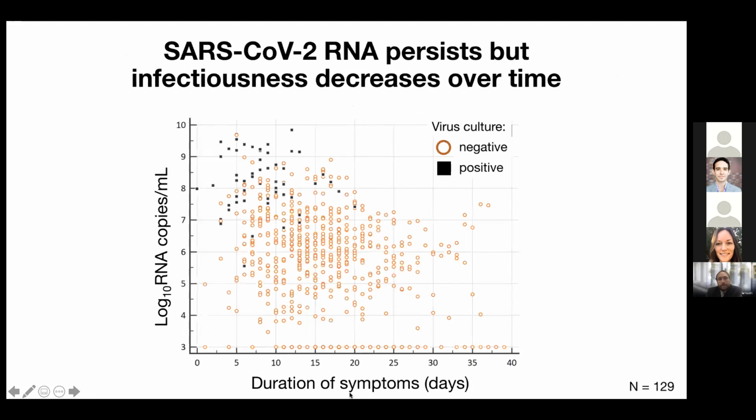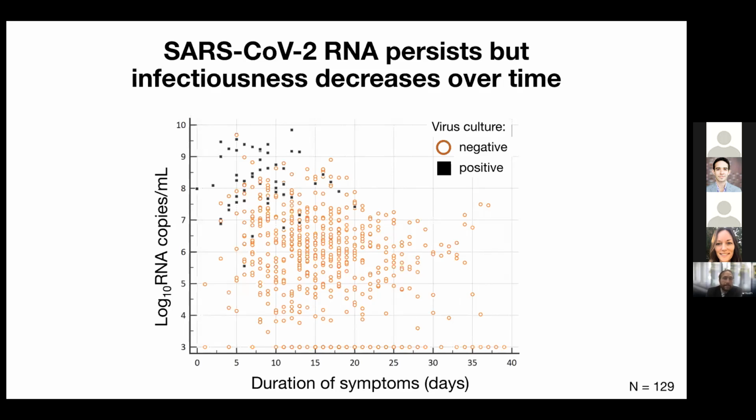These are data that evaluated 129 patients with respect to the amount of virus in their respiratory tract and culture positivity, which is a surrogate for infectiousness, as a function of days from symptom onset. The results here really highlight that people stay PCR positive for a very long time, 40 days, 30 days, virus is still detectable. That's the orange dots. But pretty much after 20 days, no live virus is able to be recovered from these patients. So people, by and large, are no longer infectious after 20 days.